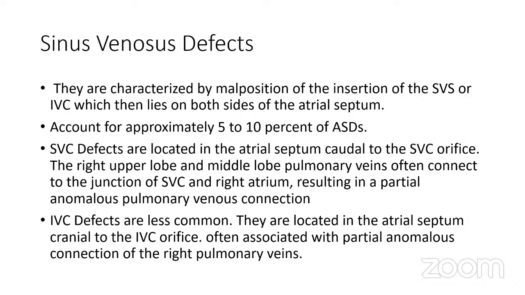Inferior sinus venosus defects, also known as inferior vena cava defects, are less common. They are located in the atrial septum immediately cranial to the orifice of the inferior vena cava. Inferior sinus venosus defects are often associated with partial anomalous connection of the right pulmonary veins.